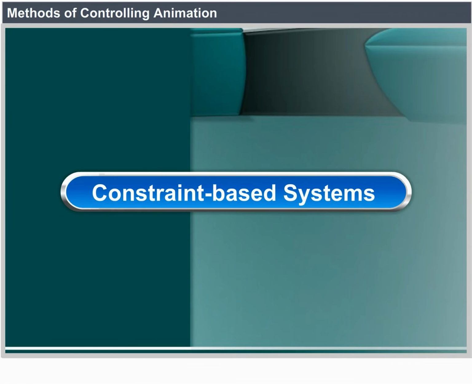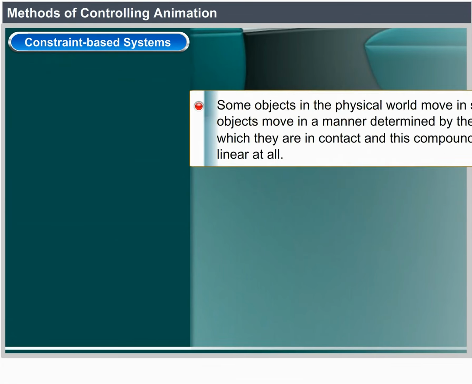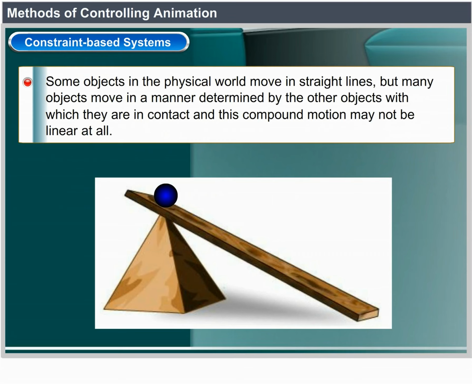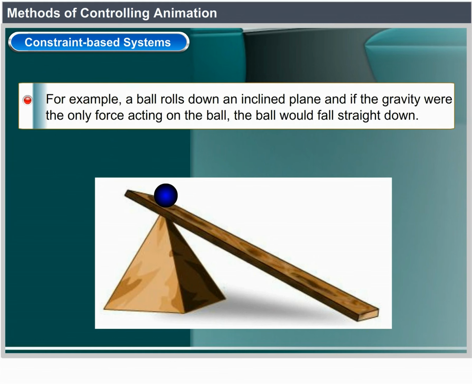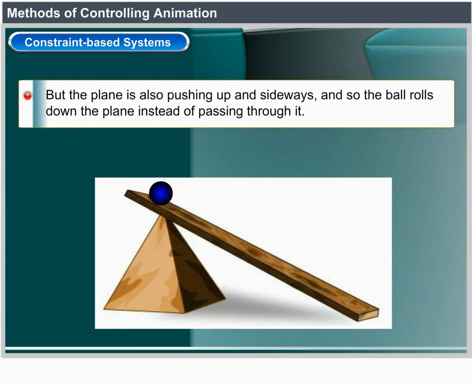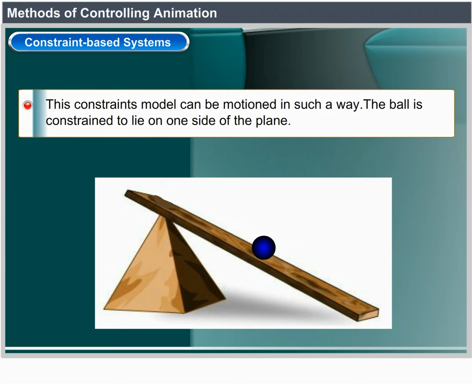Constraint-based systems. Some objects in the physical world move in straight lines, but a great many objects move in a manner determined by the other objects with which they are in contact, and this compound motion may not be linear at all. For example, a ball rolls down an inclined plane. If gravity were the only force acting, the ball would fall straight down. But the plane is also pushing up and sideways, and so the ball rolls down the plane rather than passing through it. We can model such motion by constraints.